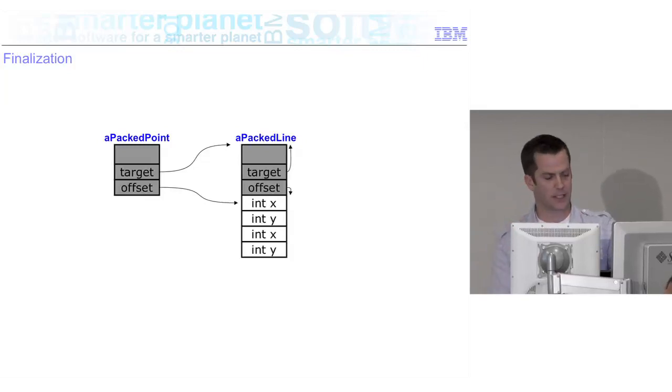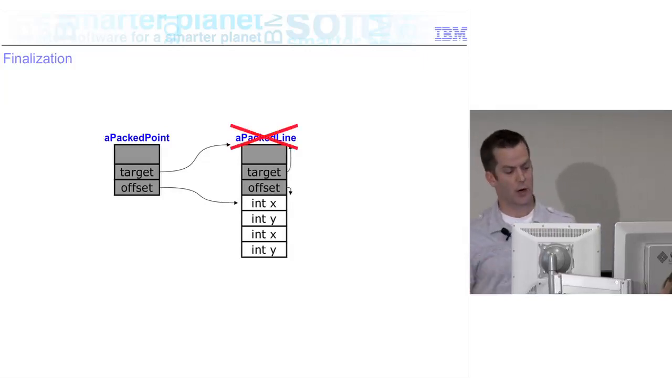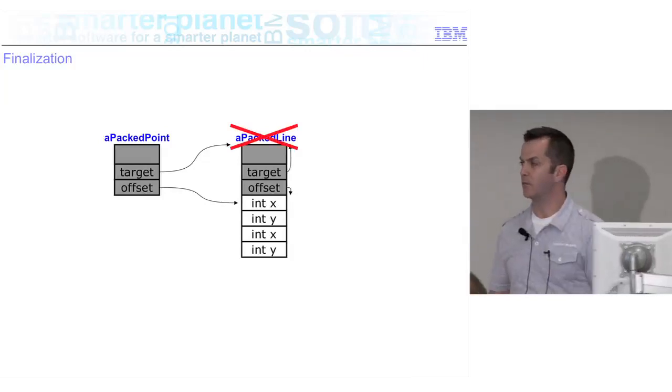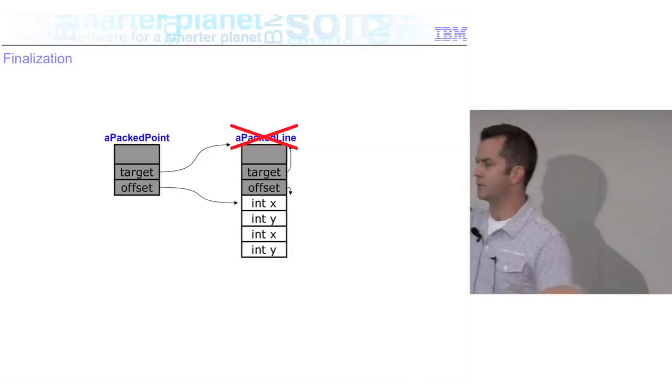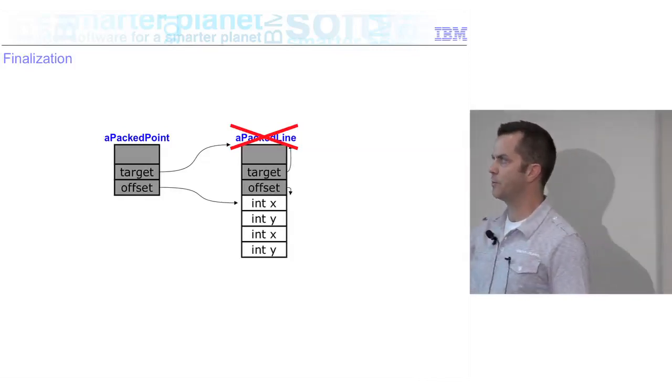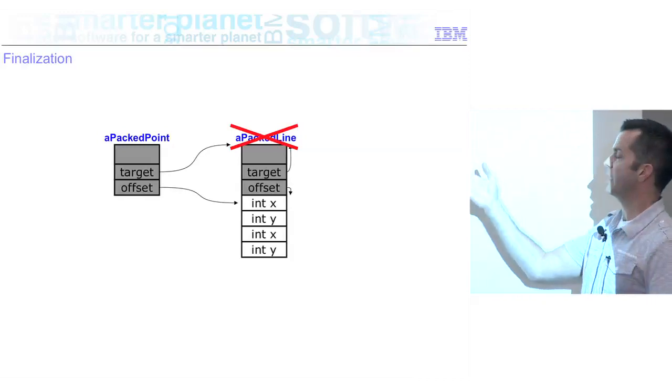Now, it's funny because I'm going to take you on a bit of a tour here. You've got a packed point that's referring to, say, the start point of a line. What happens if you stop referencing a packed line? What does that mean, right? Well, can you finalize a packed line? No, you can't because you're obviously pointing to it by the target. If points had finalizers, for example, you'd have issues too.